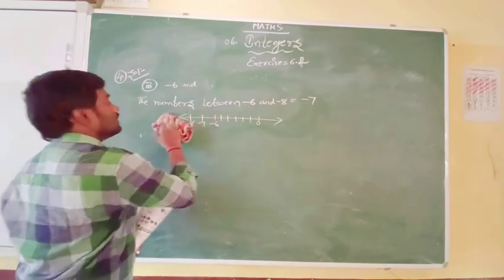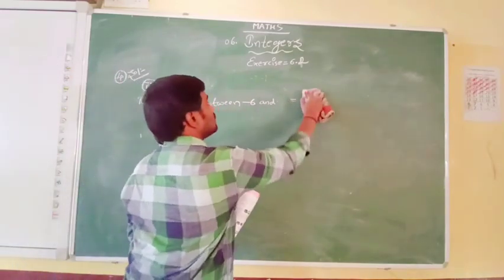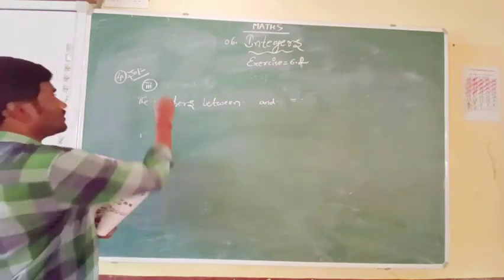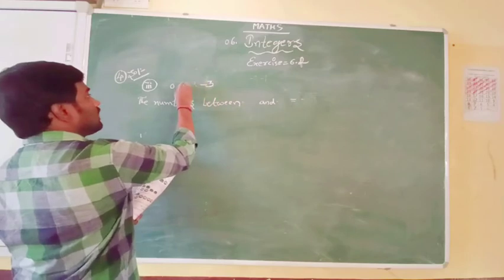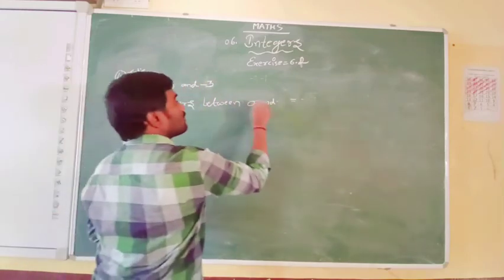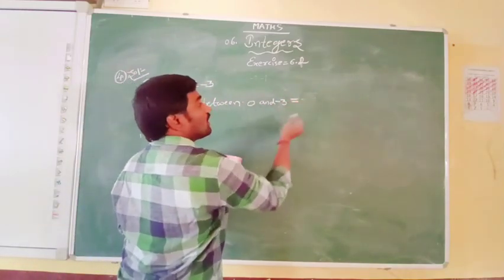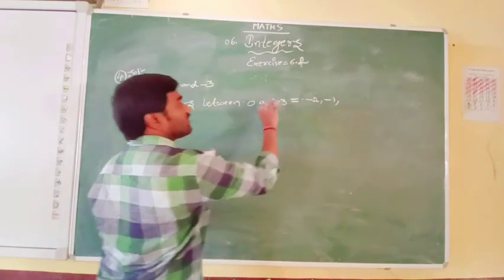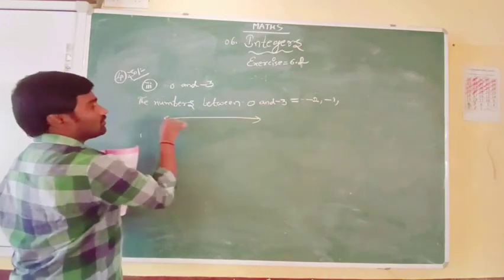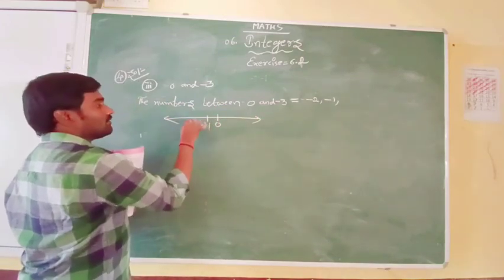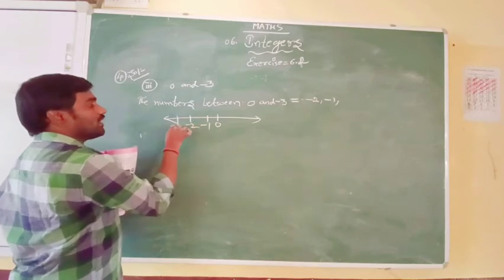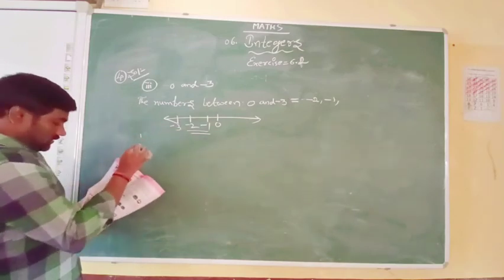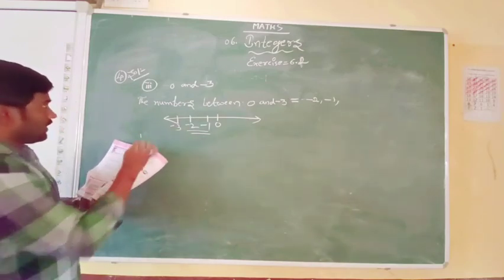Next, the fourth question, and this will be the last question of this bit: 0 and minus 3. So, minus 2 will be there, minus 1 will be there, and then we get minus 3. So here it will be 0, minus 1, minus 2, then we get minus 3. These are the numbers we have to represent on the number line.